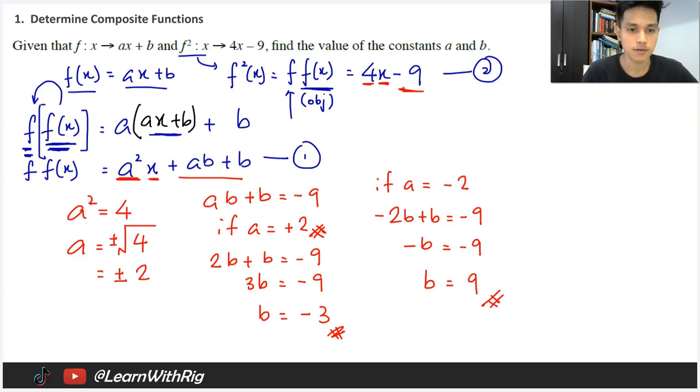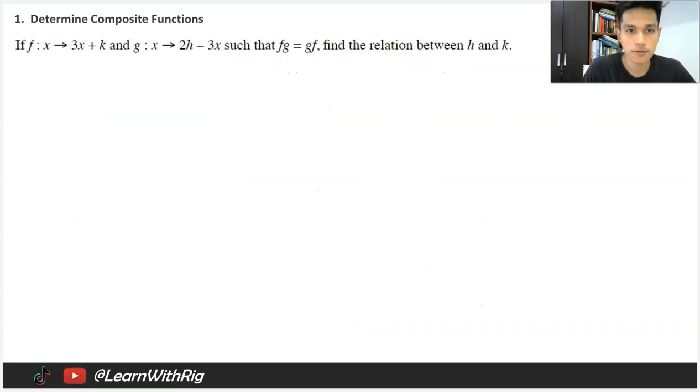Right? Now let's see the next question. If f(x) is equal to 3x + k and g(x) is equal to 2h − 3x, such that fg = gf, find the relation between h and k. So from here, they've already given you the relationship, right? The equation here. So you have to find the relationship between h and k. That's what they want you to find.